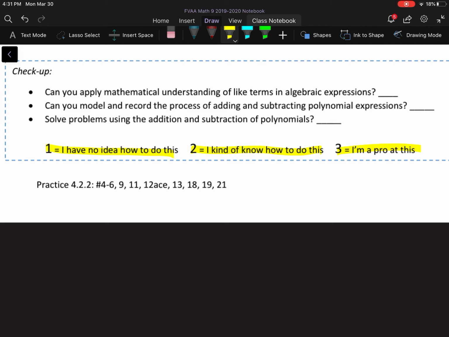Next point, can you model and record the process of adding and subtracting polynomial expressions? So just adding the brackets, what we were doing at the beginning, and then solving problems using addition and subtraction polynomials. You'll see some word problems that apply this principle in your homework. So now that you've done this, your homework is assigned to you, and the due date will be in the Teams app. All right.